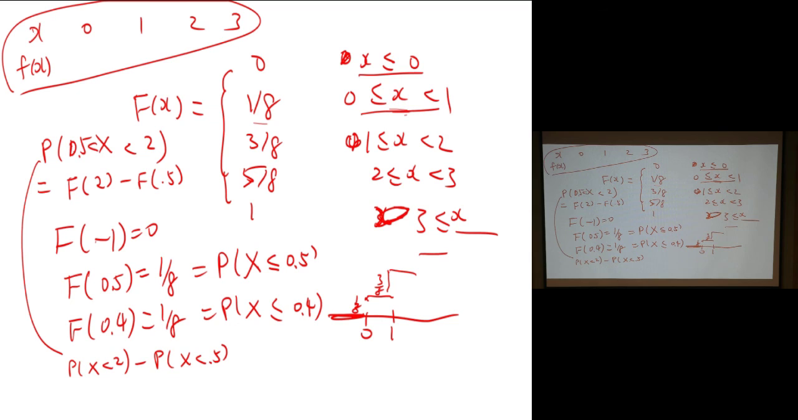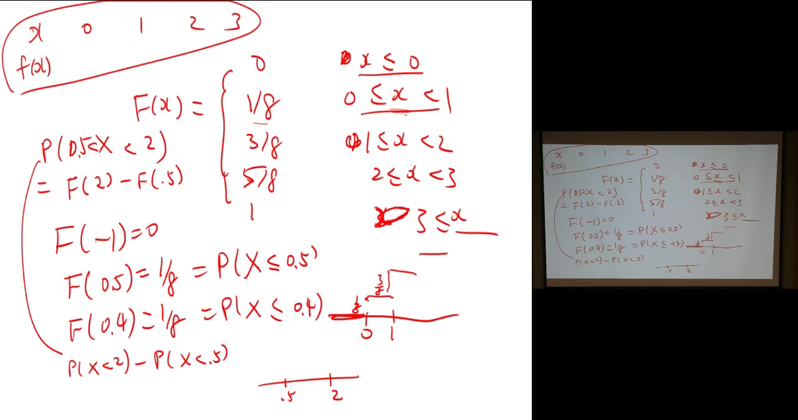Because if you subtract this part, it will include the probability of x equal to 0.5 into it. All right? This is 2 and this is 0.5. So you are subtracting. Strictly speaking, it should be less or equal to 0.5, because you are subtracting out the probability of x equal to 0.5. All right?